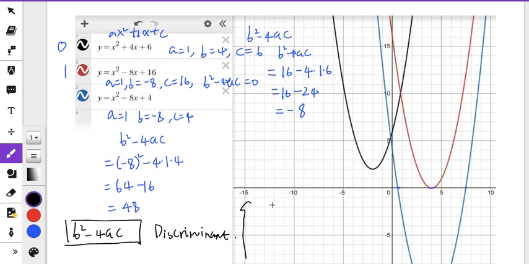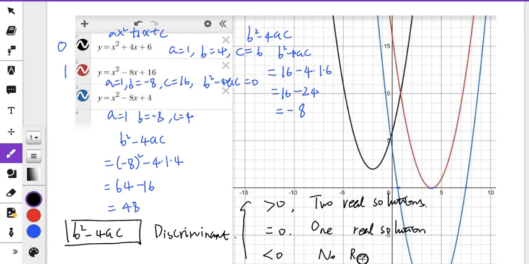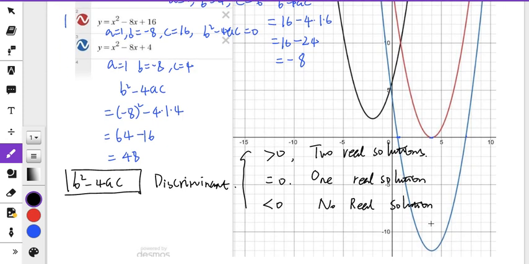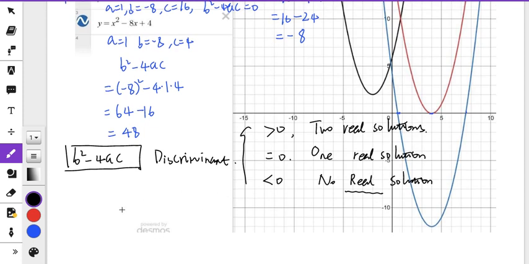We have 3 situations here. When the value is positive, which is greater than 0, we have 2 real solutions, which means the graph intersects the axis twice. When it's equal to 0, we only have 1 real solution, which means it only intersects the axis once. Less than 0, then we have no real solution. Some students might say, but if I use the quadratic formula to solve it, I should have 2 solutions. Yes, you have 2 solutions, but these 2 solutions do not belong to the real number system. More details we are going to discover in the following lessons. But I just want to quickly discuss with you why this is happening.